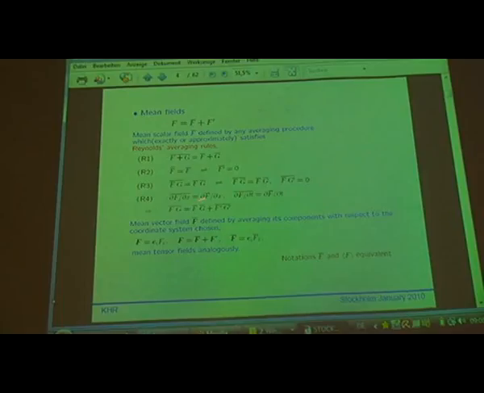A very important consequence of these rules is if you average a product fg, then this average is not simply f mean times g mean, but there is an additional term, that is the average over the fluctuations. This is a term which is important for all mean field theory as soon as you have nonlinear terms. And we apply this to Ohm's law, where we have u cross b, and then this applies there.